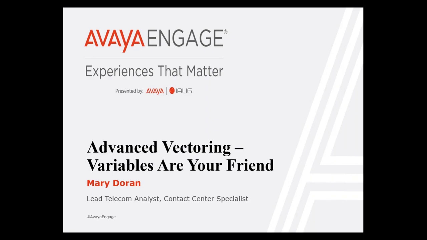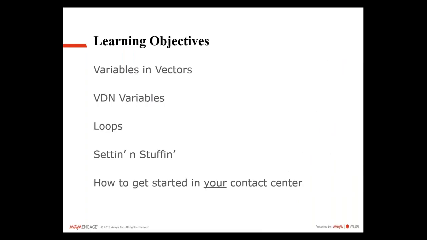So what we're going to do is step through and go over variables and vectors and the VDN variables. We're going to go from the beginning and work in baby steps and build on it as we go through the presentation. We'll then end with some loops and what I call setting and stuffing. It's some more advanced stuff you can do with your variables once you get comfortable. If you have any questions as we go, just shoot them out like Paige said, and she'll get them to me. I don't want to lose you in the beginning because we do build on it as we go.